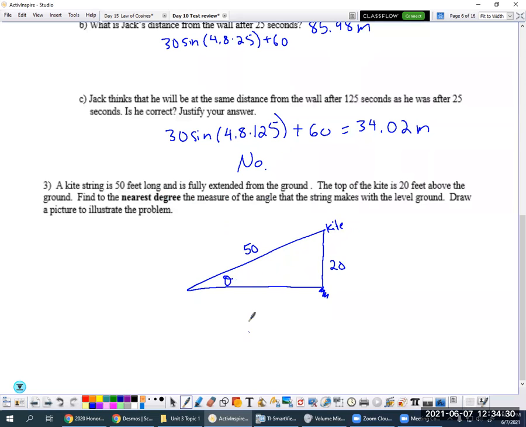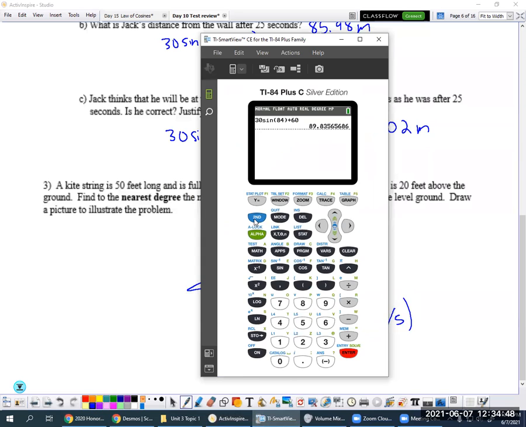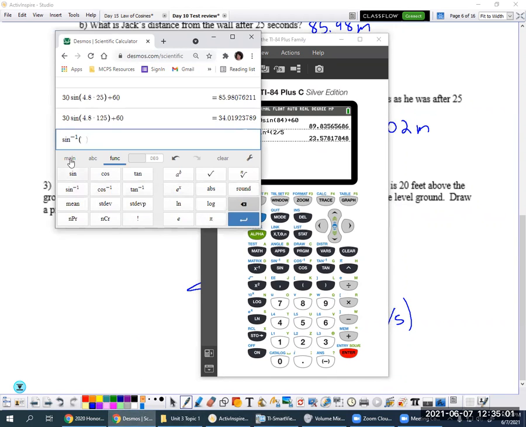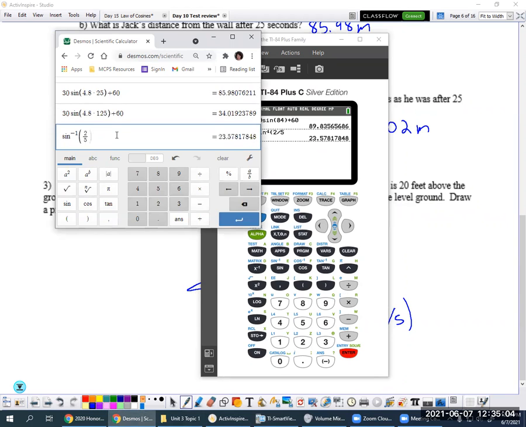So I'm looking for this angle theta, and because 20 is opposite theta and 50 is the hypotenuse, the sine of theta equals 20 over 50, which is 2/5. On my calculator, I'm going to do the inverse sine of 2/5. If you're on a TI, make sure you're in degree mode, then second, sine, 2 divided by 5. To the nearest degree it is 24. On Desmos, inverse sine also gives 24 degrees.